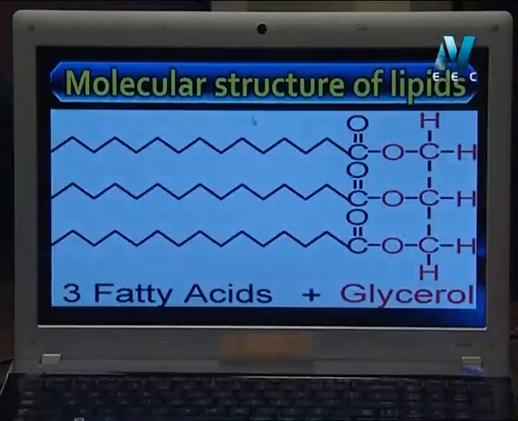Are lipids polymers or monomers? Polymers, big molecules. These big molecules are formed of monomers. What is the monomer of lipids? We call it fatty acids. How many fatty acids are in the lipid? 3 fatty acids connected with glycerol.